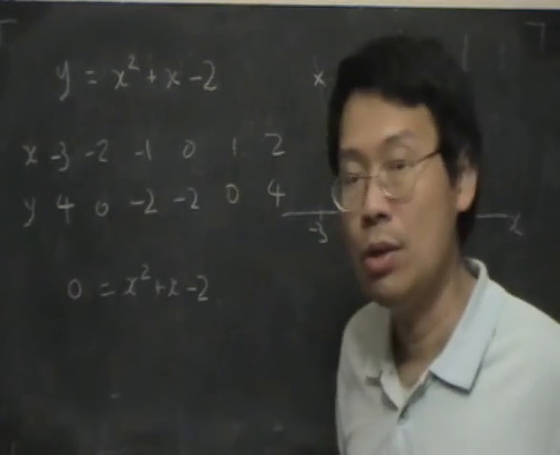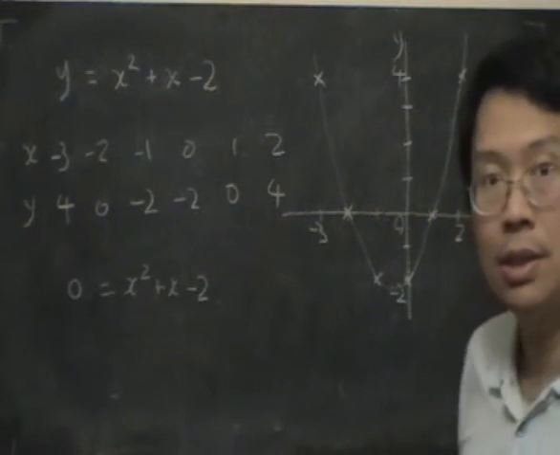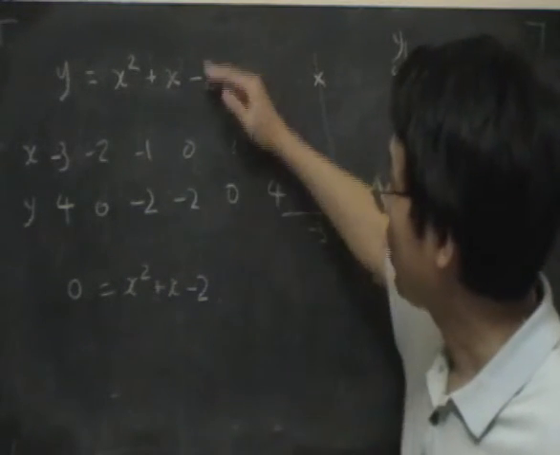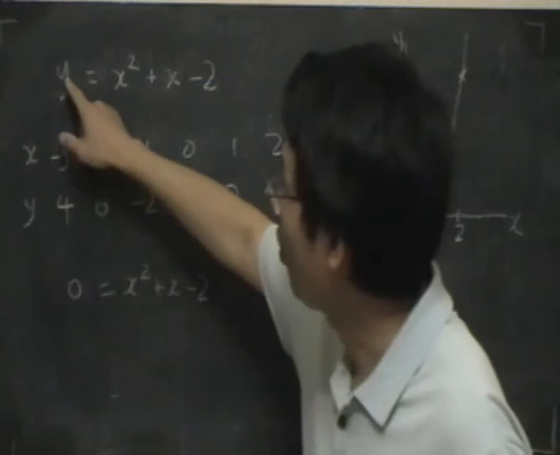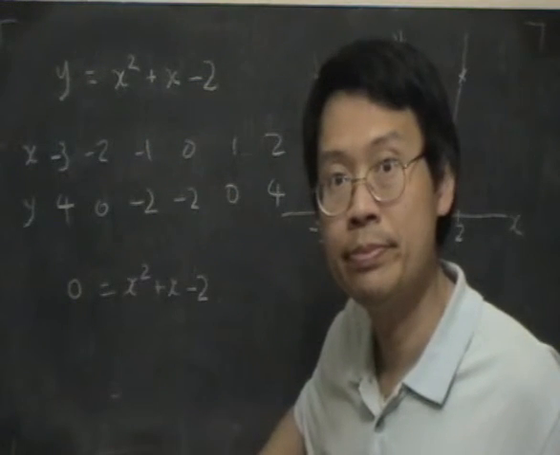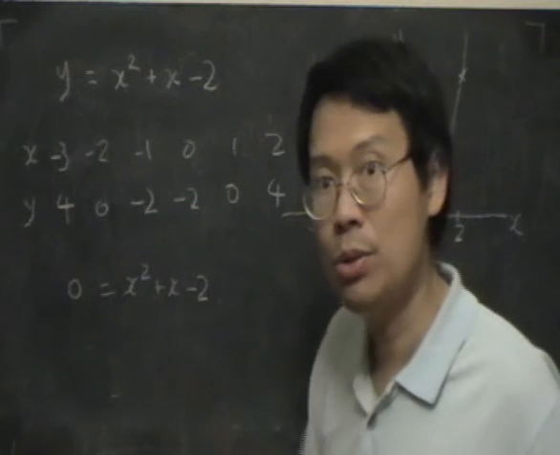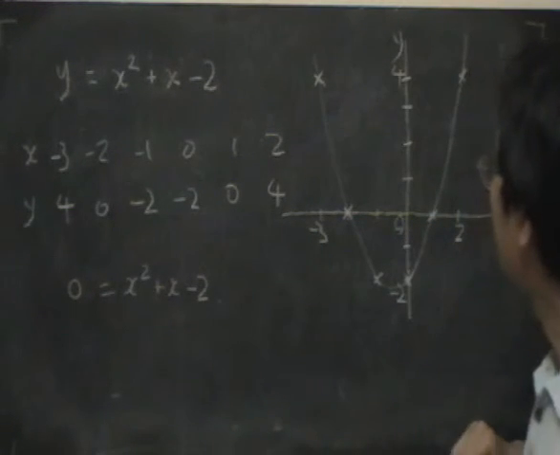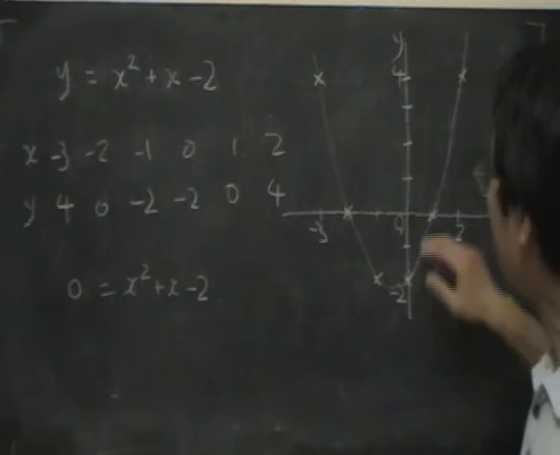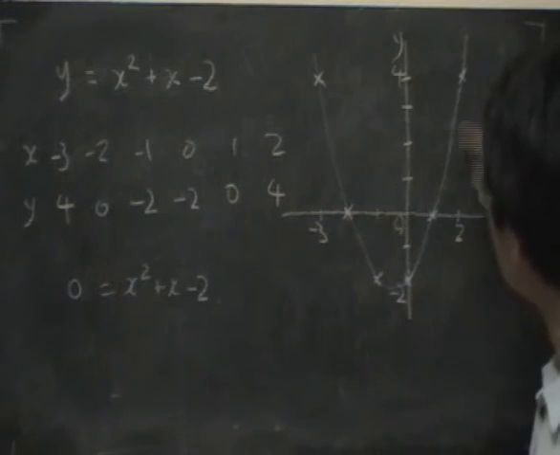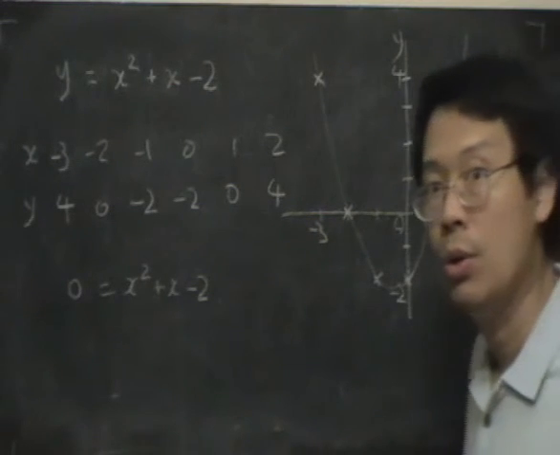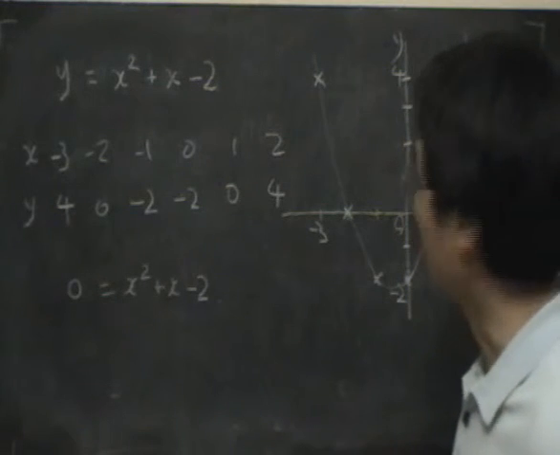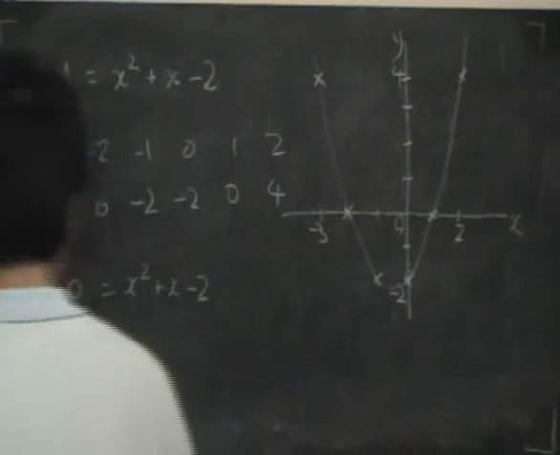Now the idea here is that we compare this equation and we say that they are really the same except that y has become 0. So what I could do is go to the graph and look at the points on this curve where y is 0. So let's find those points.